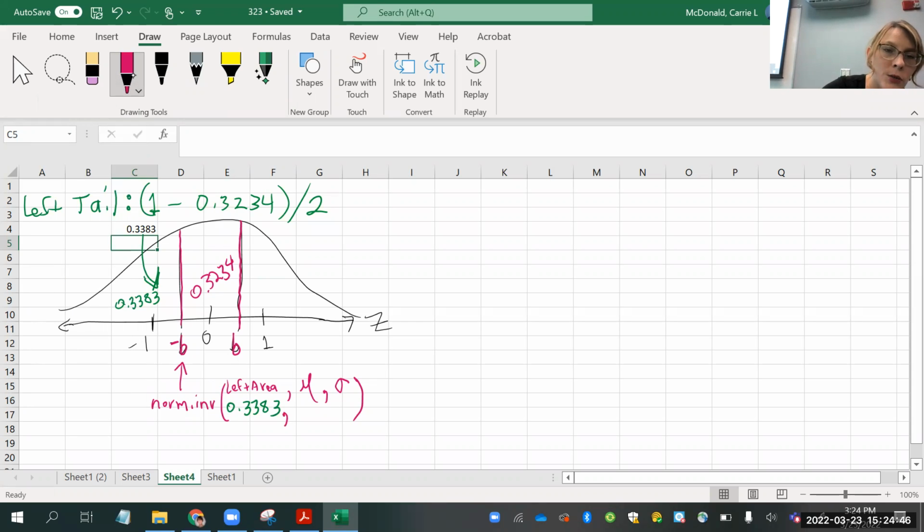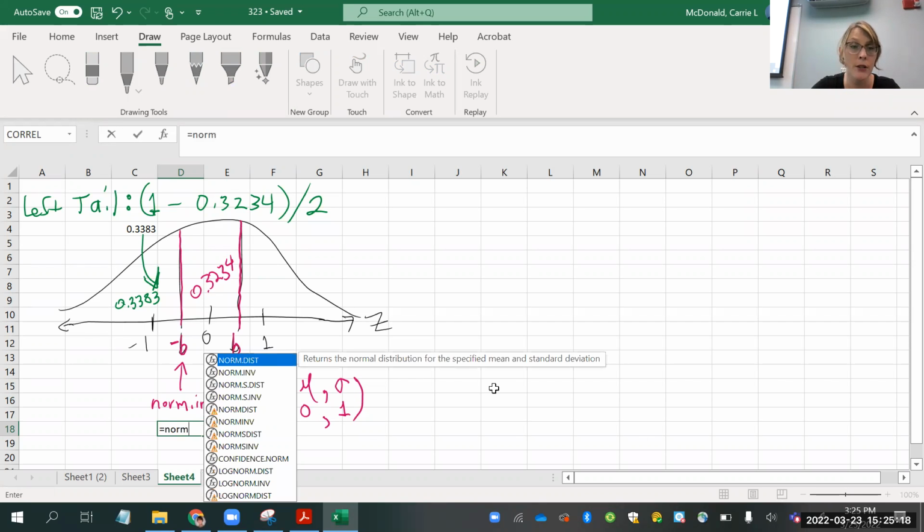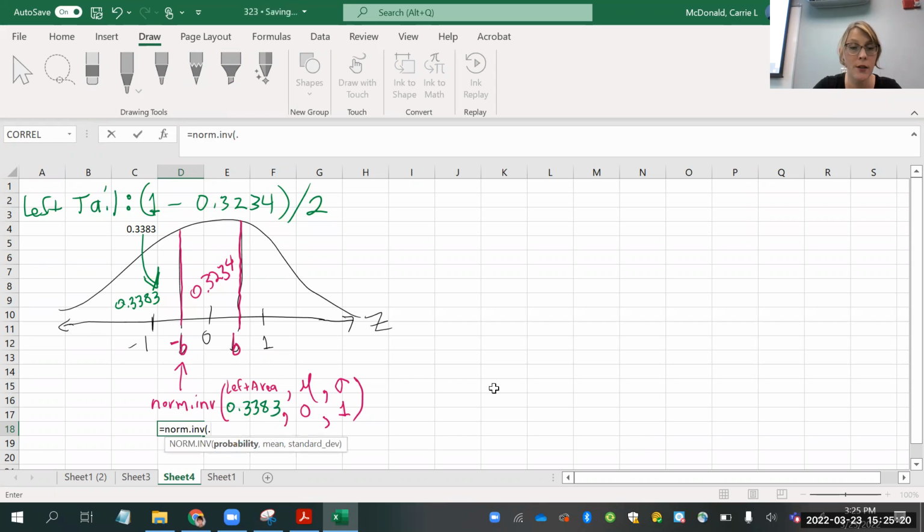The mean, since these are z-scores, is 0. The standard deviation is 1. Right? So now I'm expecting to get a z-score that's close to 0, and it's negative, because I can see that in my sketch, because I applied the knowledge I have about the empirical rule, and I can see that it's going to be to the left of the mean, it's going to be negative, and so I have a really good idea of what should happen right now. So I'm going to norm.inverse with 0.3383 and the mean of 0 and the standard deviation of 1.